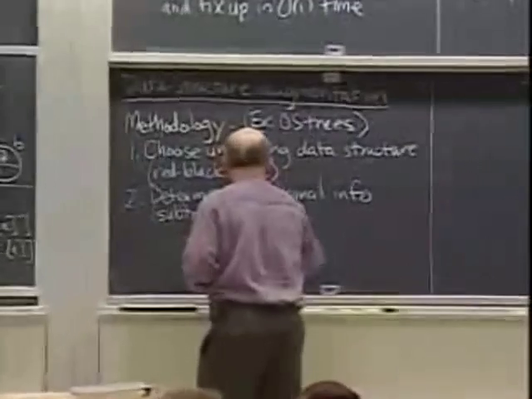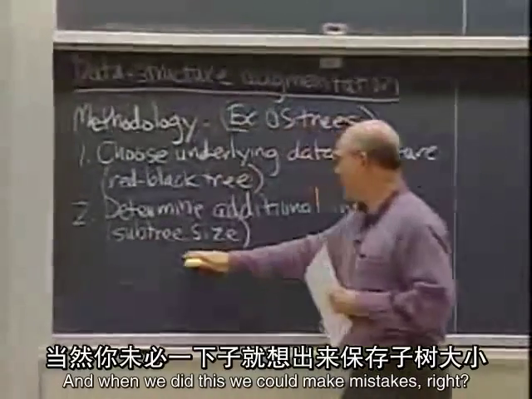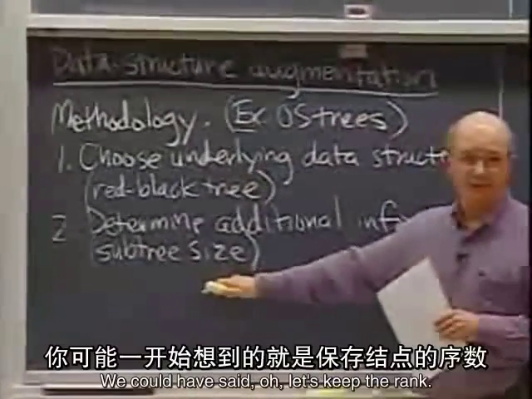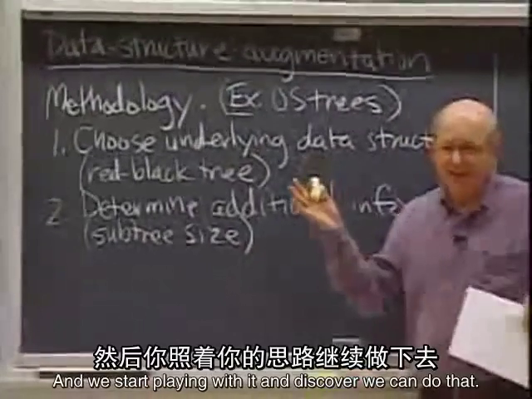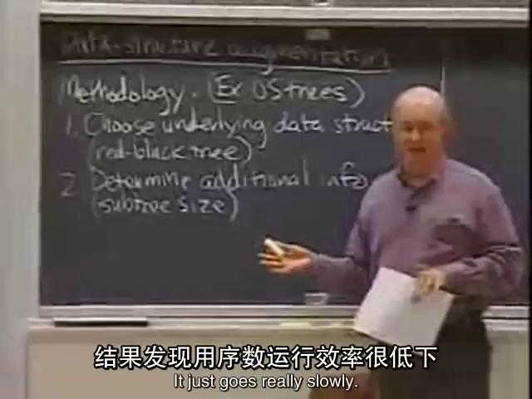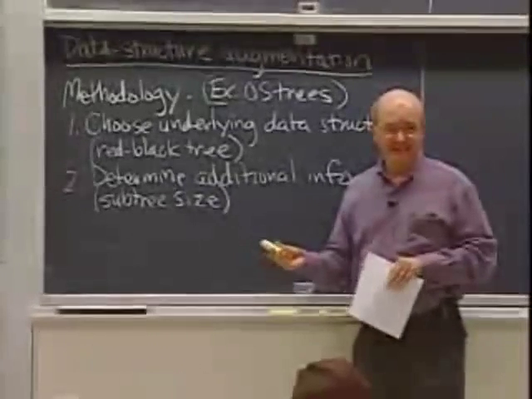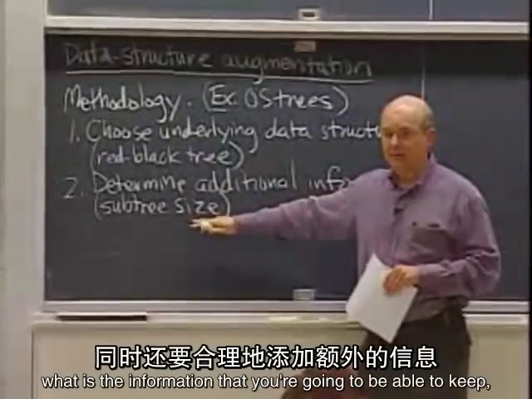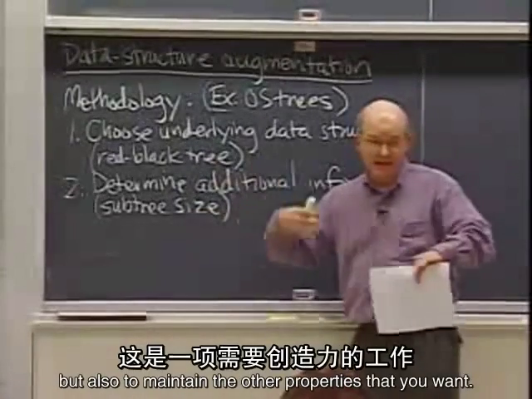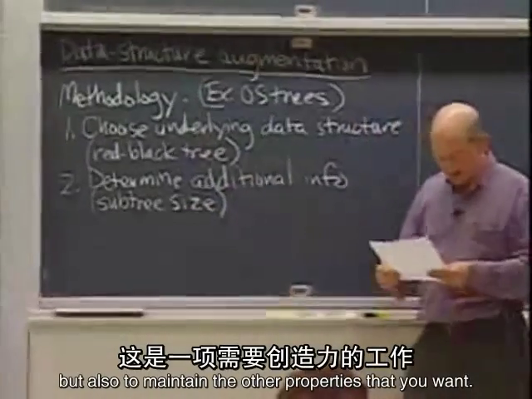And when we do this, we could make mistakes, right? We could have said, oh, let's keep the rank. And we start playing with it, discover, well, we can do that, it just goes really slowly. So it takes some creativity to figure out what's the information that you're going to be able to keep, and also still maintain the other properties that you want.